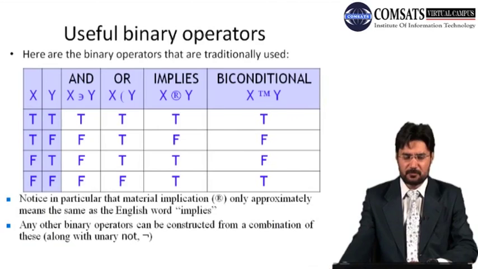Now we are moving to some binary operations. Here are the binary operations that are traditionally used. Normally we use this one. So if we have X and Y operands, and then we have a sequence. So we take Y as true, false, and then X as true, true, and false, false. Then what will happen using the AND operation?